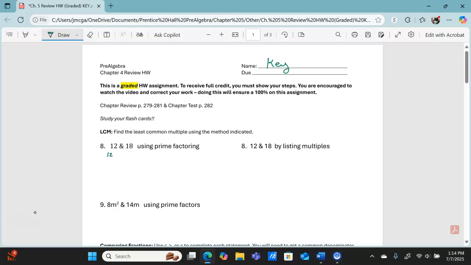So when we go through the 12, we're going to do the upside down division on this. And so for 12, I have 2 squared times 3. And then for 18, I'll do the tree. It's 2 times 9. The 2 comes down and 9 is 3 times 3. So for 18, we end up with 2 times 3 squared.